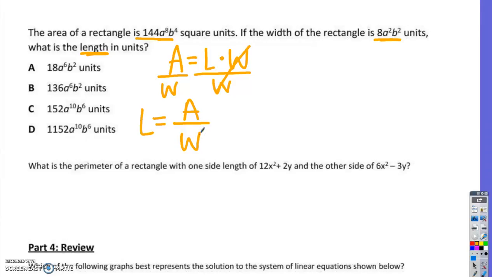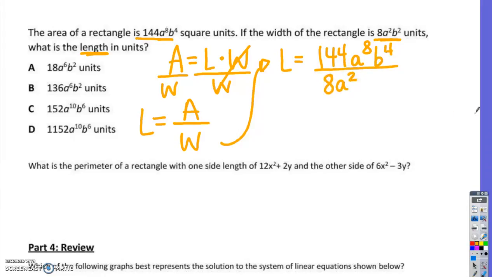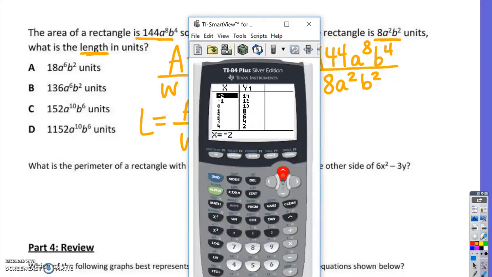So ultimately this is just going to be a division problem, or we're going to be applying our quotient rule here. So I have the length is equal to the area, which gives us 144 a to the 8th power, b to the 4th power, all over our width, which is 8a squared b to the 2nd. Alright, so now we're going to be applying our quotient rule. Remember, first thing we want to look at, if we're given some whole numbers over here, I want to see, does this thing reduce?